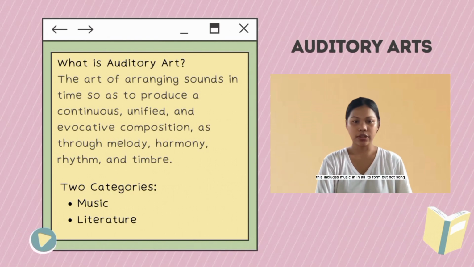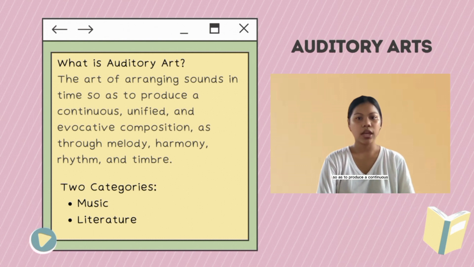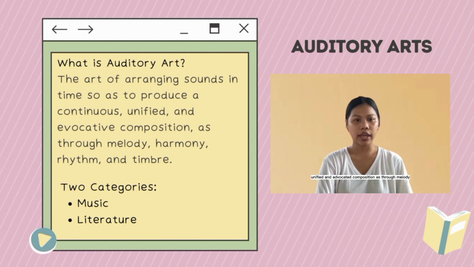Auditory arts. This includes music in all its forms, but not song, opera, and those arts that combine music with literature. Just as the medium of visual art is sight, so the medium of auditory arts is sound. What is auditory arts? The art of arranging sounds in time so as to produce a continuous, unified, and evocative composition through melody, harmony, rhythm, and timbre. There are 2 categories, music and literature. An example of this is classical Turkish music.